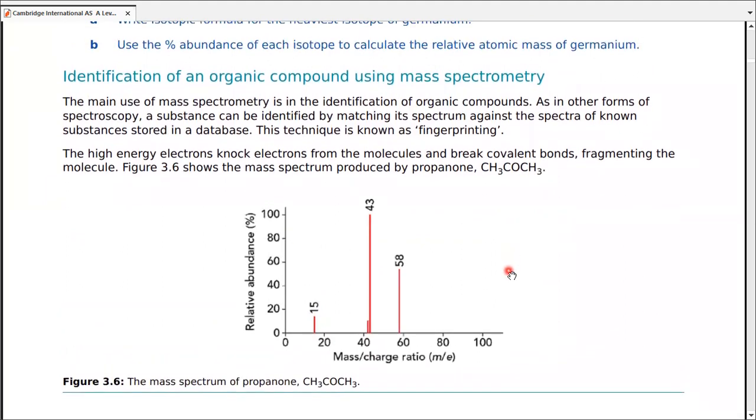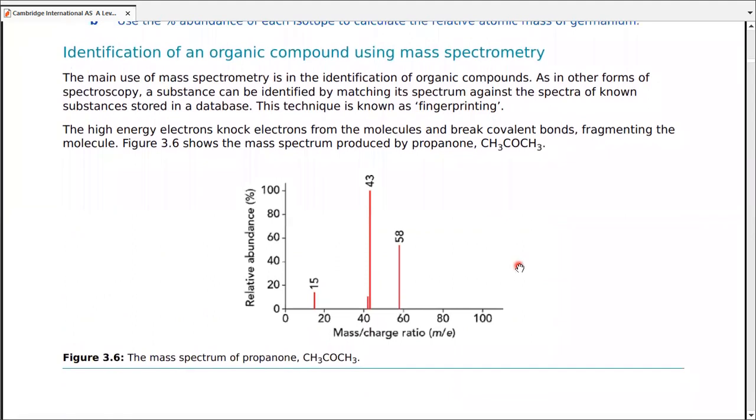Now, let's come to the identification of organic compounds using mass spectroscopy. This material has been added to AS recently for 2023 papers, and it actually makes the whole thing difficult for the student. The main use of this is to make sure that the identification of organic compounds can be held against the fingerprinting technique.